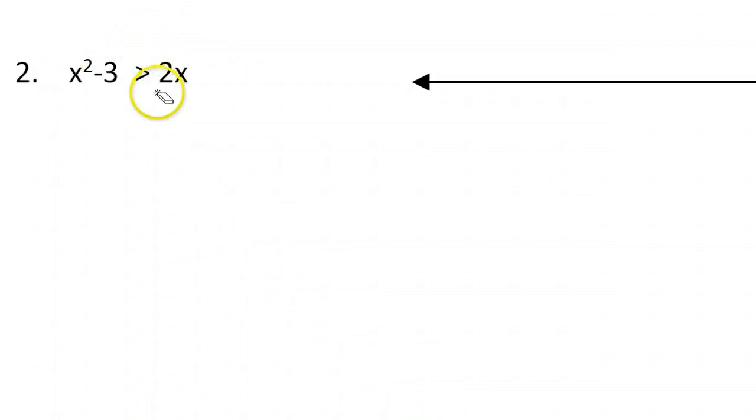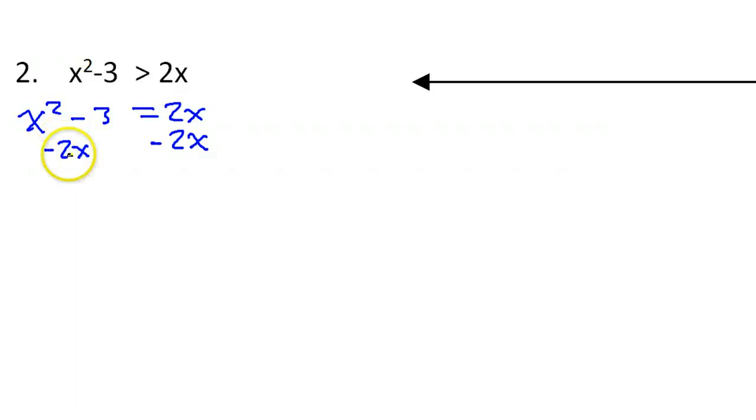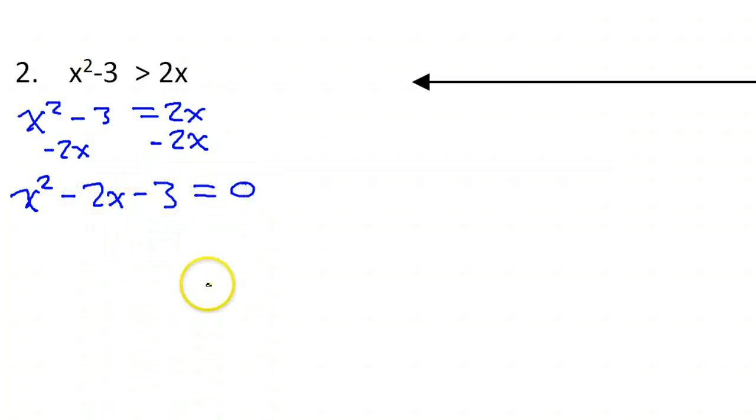So what I'm going to do is pretend that instead of being greater than, this was x minus 3 equals 2x. Let's just solve this equation. That'll tell us where the x-intercepts of the parabola are. I would subtract 2x from both sides to get this all on one side. So that would give me x squared minus 2x minus 3 is equal to 0.